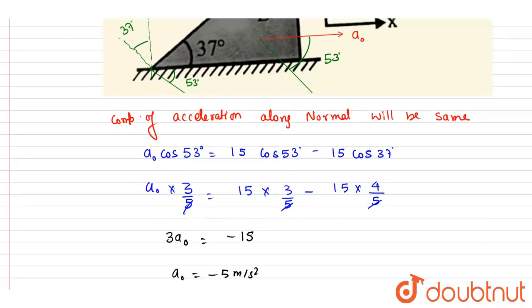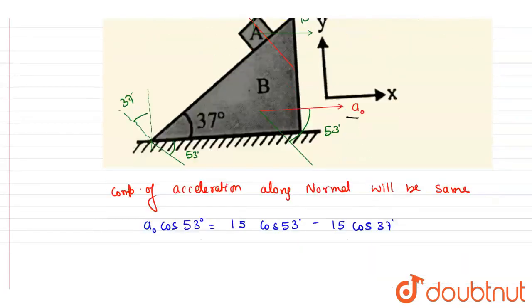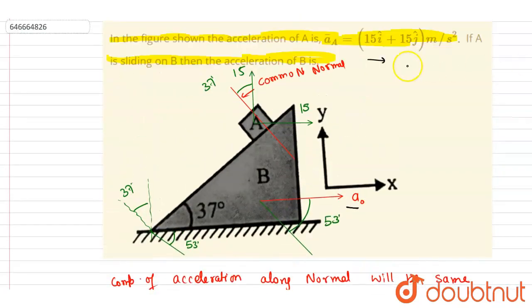So it is minus 5 i cap, right? We took the positive direction as A0, so it comes with a negative sign. So the acceleration of B is minus 5 i cap meter per second square, and this is the answer. Thank you.